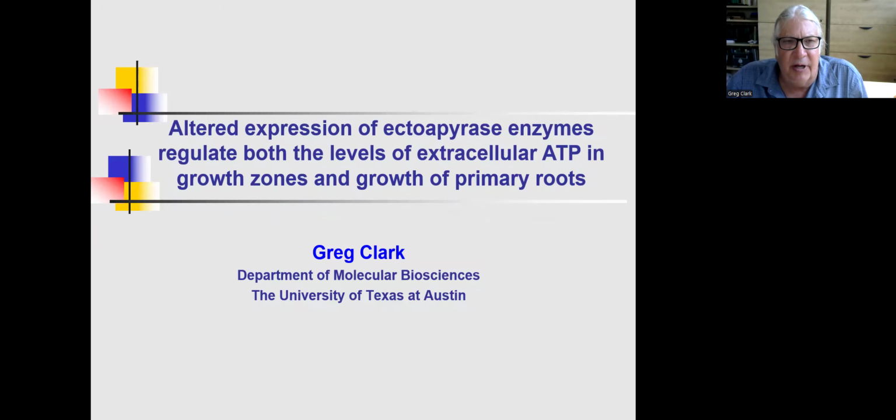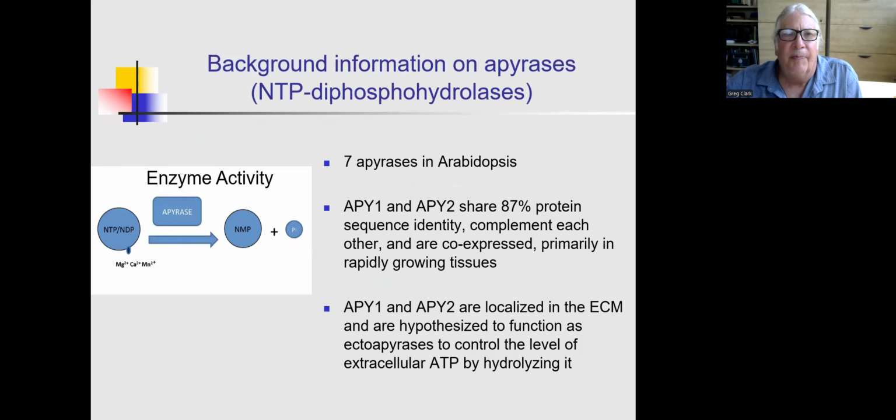The title of my talk today is Altered Expression of Ectoapyrase Enzymes Regulate Both the Level of Extracellular ATP in Growth Zones and the Growth of Primary Roots. I want to start off by introducing you to these enzymes called apyrases. In Arabidopsis, the model plant, there are 7 apyrases, but these enzymes are able to hydrolyze NTP and NDP to NMP. My research is mainly focused on their ability to use ATP as a substrate.